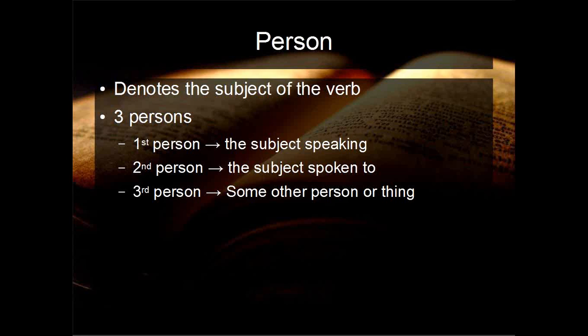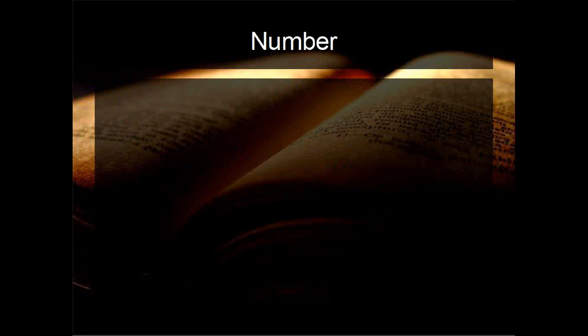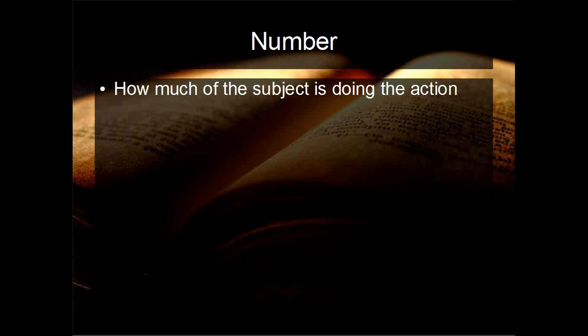Okay, so that's person. And then finally, the last thing that the verb conveys is number. And number is probably the simplest of all the five. It's how much the subject is doing the action. How much of it is there? So there's the singular or plural. So there's either one subject that's doing the action, or there's more than one subject that's doing the action. Hence singular and plural. Okay? So just like in regards to nouns, if there's more than one noun, we say if it's singular or plural, right? So it's the same idea here with the verbs.